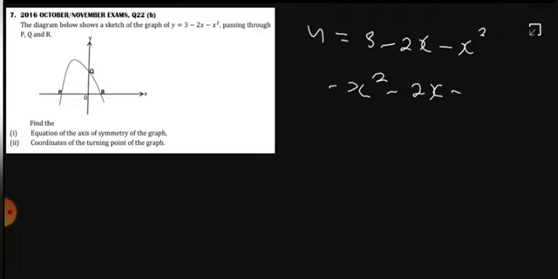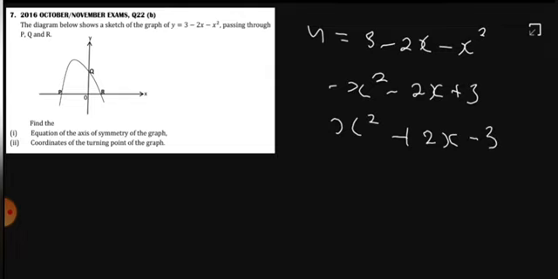Now this is how you find the axis of symmetry of the graph. You need to take the x value for the coordinate of the turning point. So we have y is equal to 3 minus 2x minus x squared. Now we need to write this in standard form, like I said. It's the same as negative x squared minus 2x plus 3. You can divide by negative throughout so that you remain with a positive value of a. So we have x squared plus 2x minus 3.